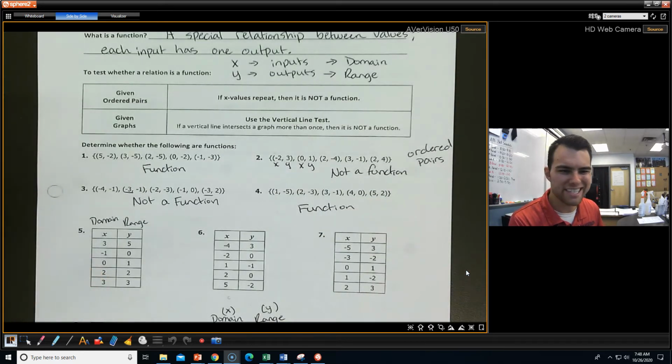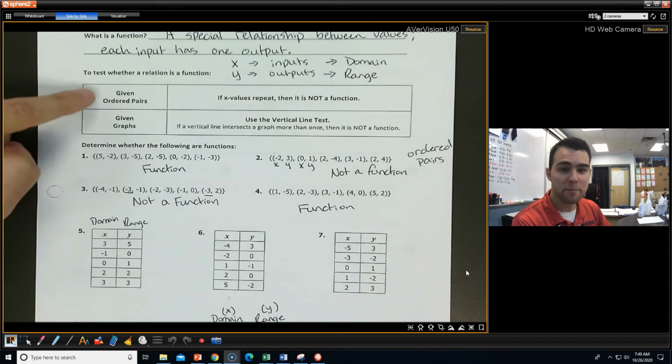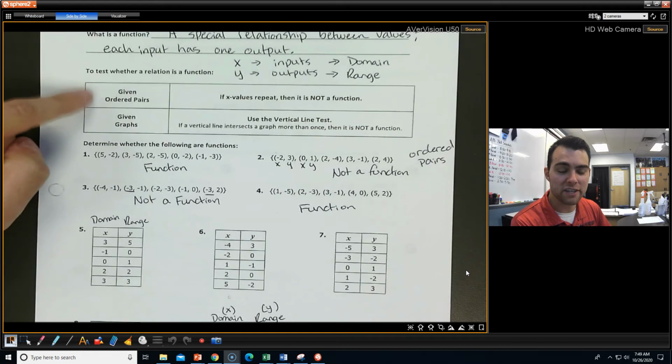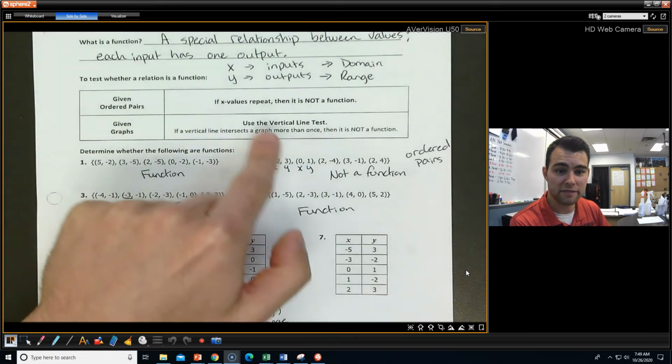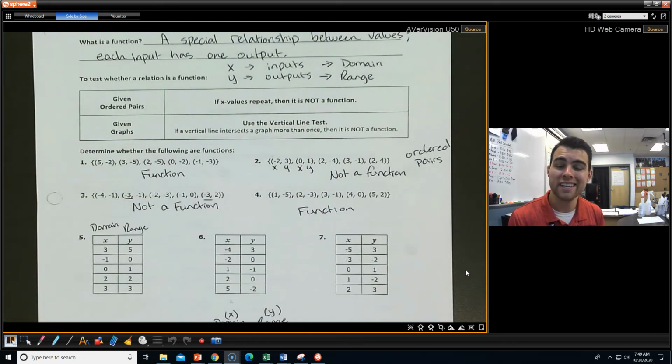Now, what if the y values repeat? Is that okay? Totally. Y values can actually have multiple x values, but x values can only have one output. So again, don't get bogged down in that stuff. Just focus on this when it comes to ordered pairs. If the x values repeat, it's not a function. It keeps it way easier, right?